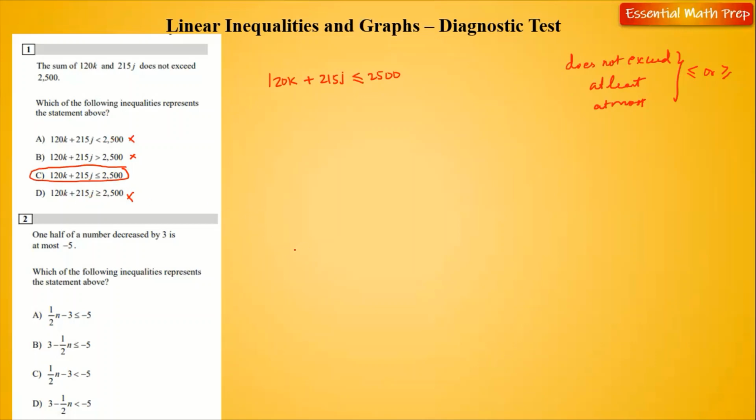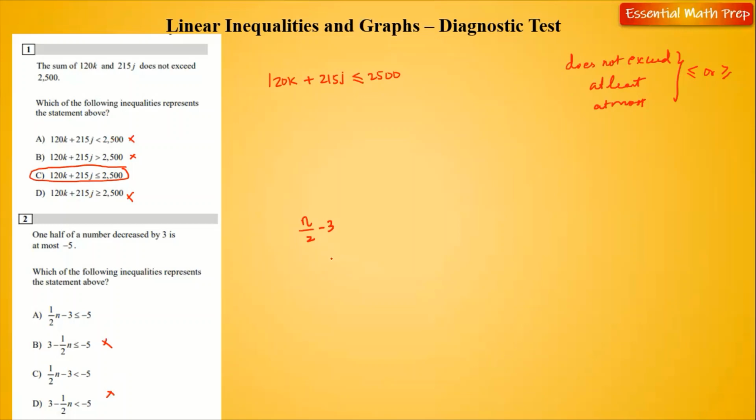The second problem, 1/2 a number is decreased by 3. So n over 2 is decreased by 3. So right away we can eliminate choices B and D because it's the opposite of it. It didn't say 3 is decreased by 1/2 of a number.